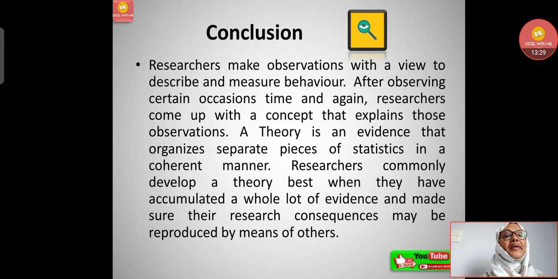So let's conclude the topic. Researchers make observations in order to describe and measure behavior. After observing certain occasions time and again, researchers come up with a concept that explains those observations. A theory is an explanation that organizes separate pieces of information in a coherent manner. Researchers commonly develop a theory only when they have accumulated a lot of evidence and made sure their research results can be reproduced by others.